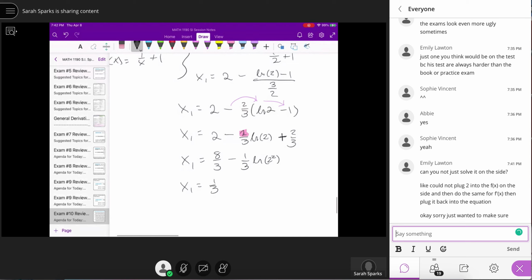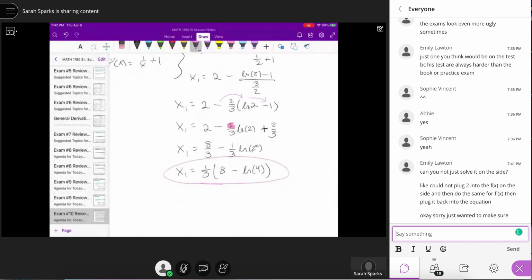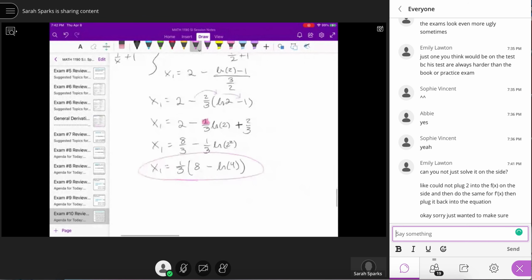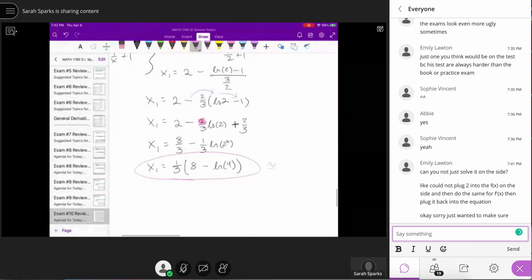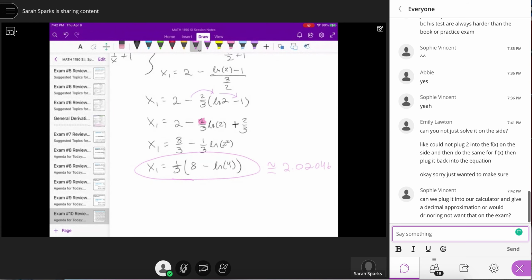So I'm going to just factor out that 1/3 to get 1/3 parentheses 8 minus natural log of 4. So this is our approximation for x1, which already looks a lot uglier than the last problem, as you probably noticed. And I did approximate this. It's about 2.02046.